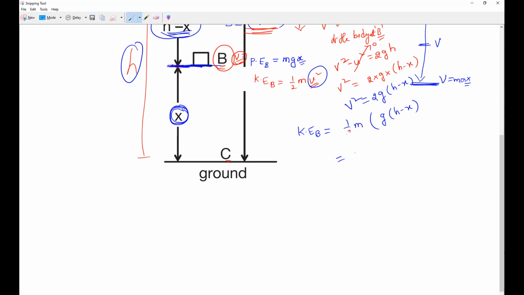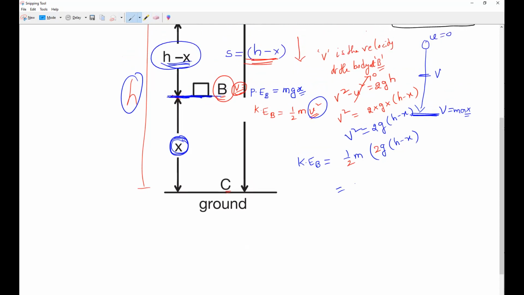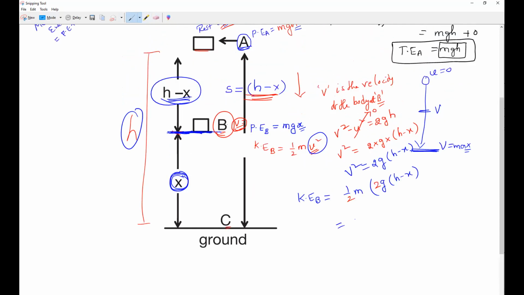So one by two. I have one doubt, sir. First of all, you are finding the height only, no, sir? I am finding the velocity at point B, not the height or the distance travelled from A to B. If I want to find the kinetic energy, I need to know the velocity at point B. That's all.